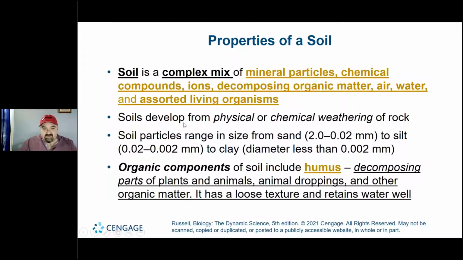As far as soils developing from the physical or chemical weathering of rock, we showed you that in the image before. You'll see here organic compounds of soil include what's called humus, right? Not what you eat, like the Middle Eastern chickpeas or garbanzo beans that are mashed up, no, different. Humus is decomposing parts of plants and animals, animal droppings, and other organic matter. It has a loose texture and retains water well, right? So this is a very important component of the more superficial layers of the soil.